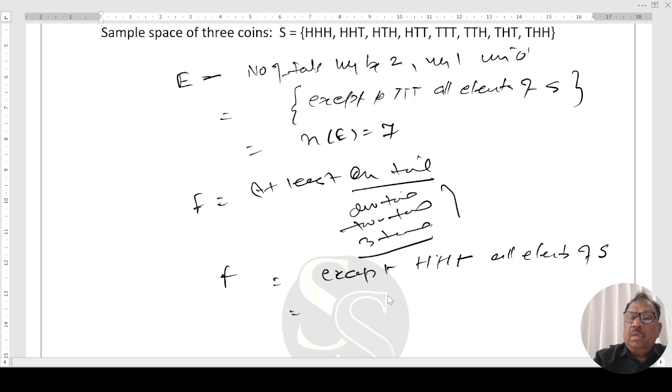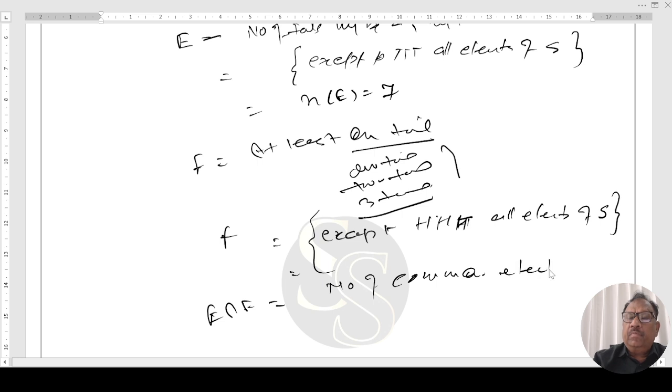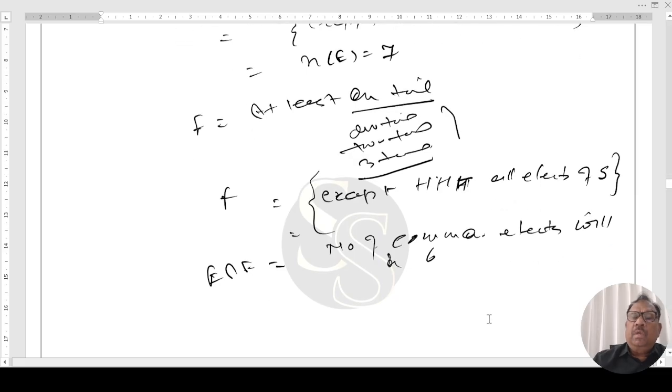Therefore, this will come out to be, right. Therefore, E intersection F will be, इसमें था except TTT, इसमें except था HHH. So number of common elements will be equal to 6. Number of common elements will be 6.